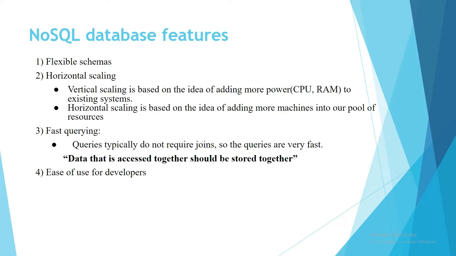But with horizontal scaling, instead of buying a new server and making the migration, we can buy a new server and simply attach it to the existing server. That is the advantage of horizontal scaling, meaning we can add more machines so that they can satisfy our requirement. That is a feature of NoSQL: horizontal scaling.